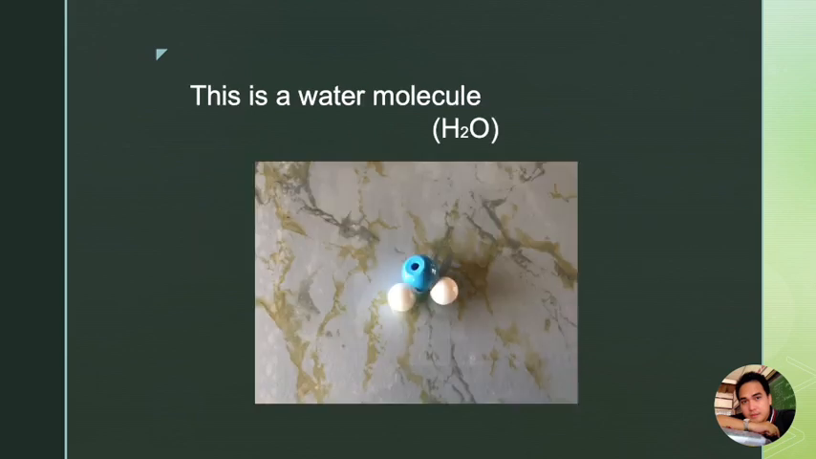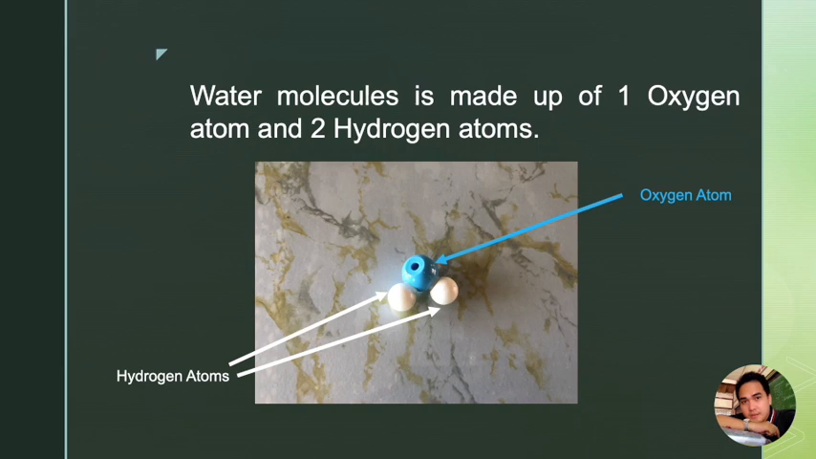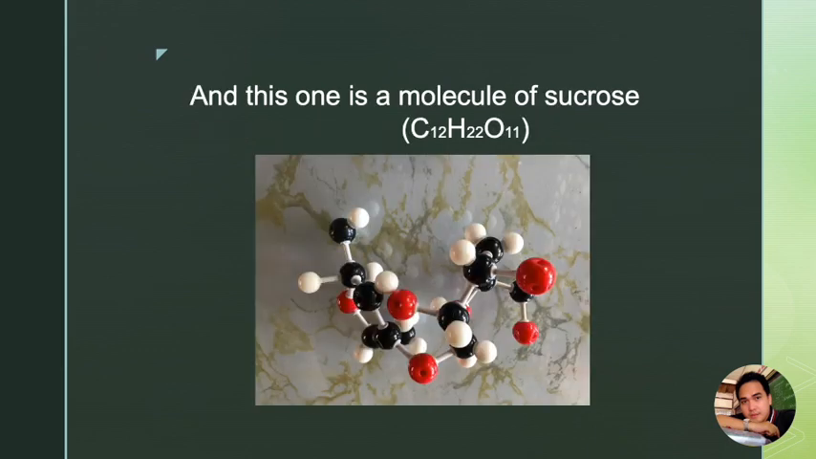It has a symbol H2O. A molecule of water is made up of one oxygen atom and two hydrogen atoms. And this one is a molecule of sucrose, a sugar. It has a chemical formula of C12H22O11. This means it has 12 carbons, 22 hydrogens, and 11 oxygen atoms. You will learn a lot of these chemical formulas when you proceed to grade 9 and 10.